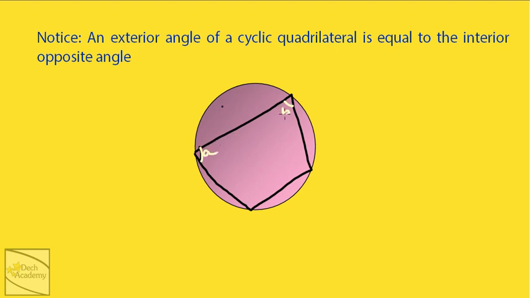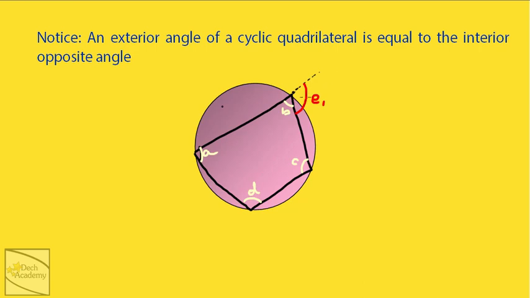Now, the interior angles are the ones I'm going to draw in white. A, B, C, D. These are the interior angles. Exterior angles are adjacent to the interior angle. So if I extend this line, the angle here is an exterior angle. It's adjacent to this interior angle B. And the rule is saying that this exterior angle, which I'm going to call E1, is equal to the interior opposite angle.